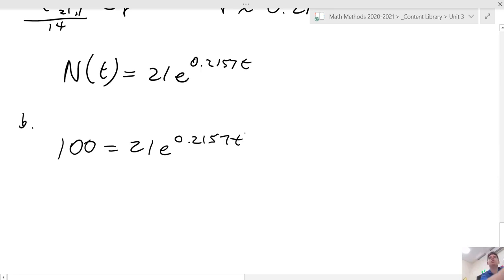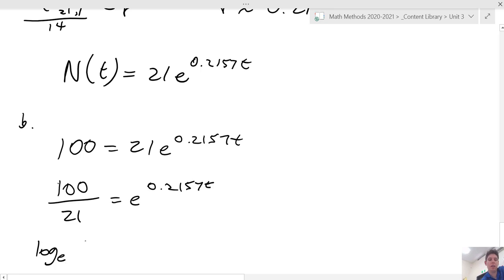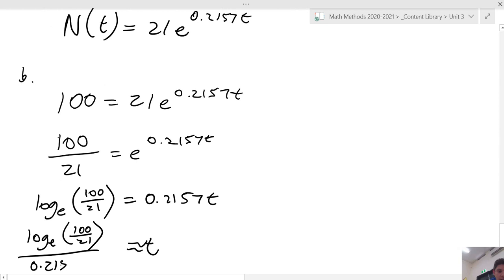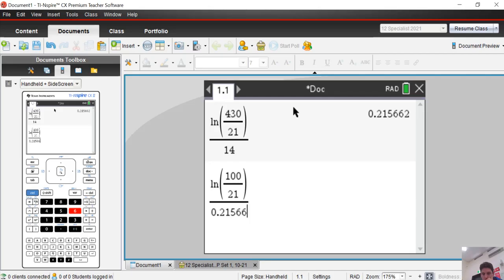So same process as we just did, yeah? Trying to get T by itself. Do the log e of both sides, 7.23 according to this model. On the 17th of March.